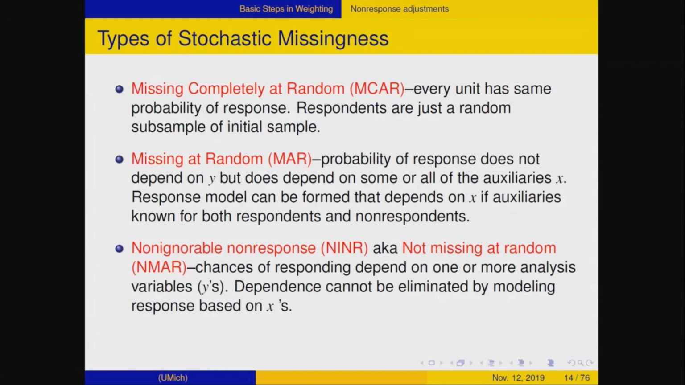Now, the worst one is called non-ignorable non-response or not missing at random. And that's one where whether you respond or not depends on the things you're trying to measure. So if you're trying to poll people about who they're going to vote for, like, are you going to vote for Trump in the next election?